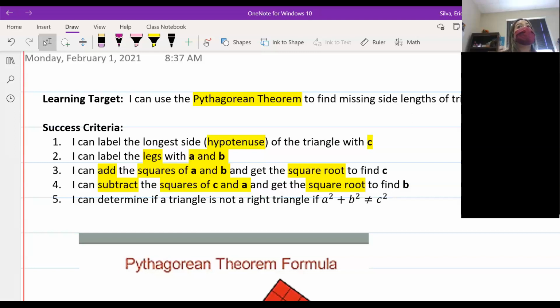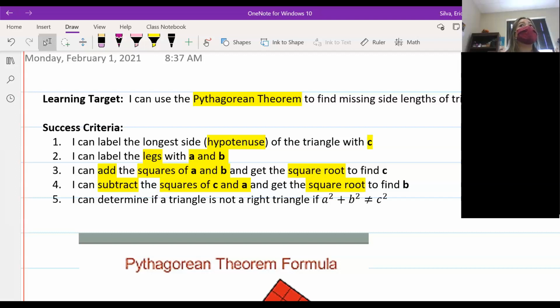To be successful, we need to label the largest side the hypotenuse. Remember, the largest side is always across that 90-degree angle. Then we're going to label the other two sides A and B. We're going to add the squares of A and B and get the square root to find C.